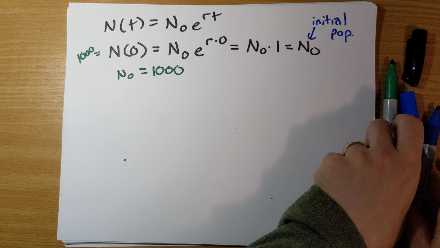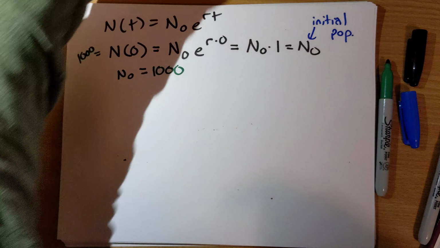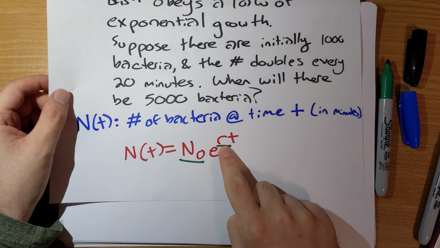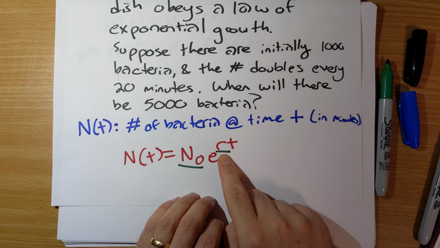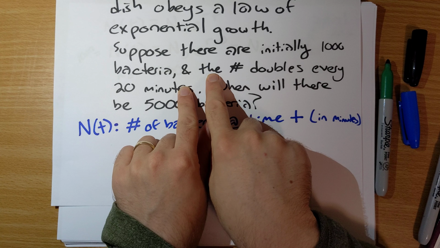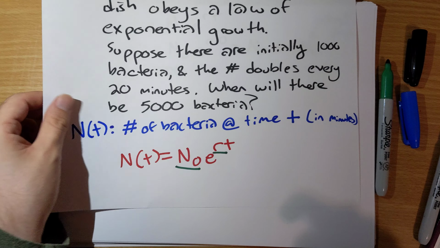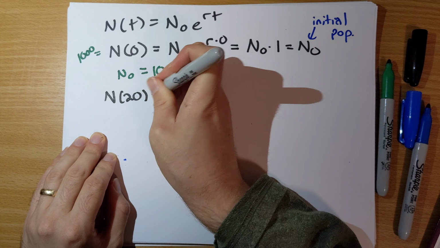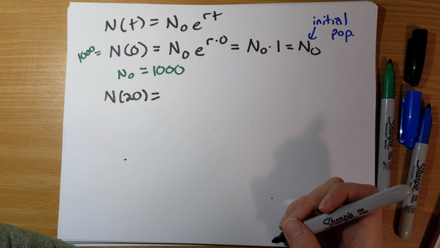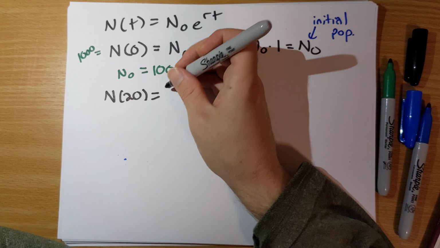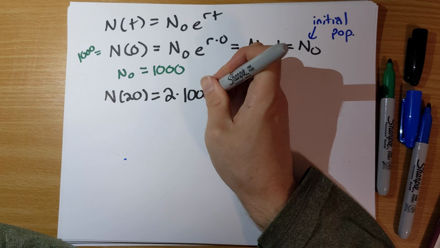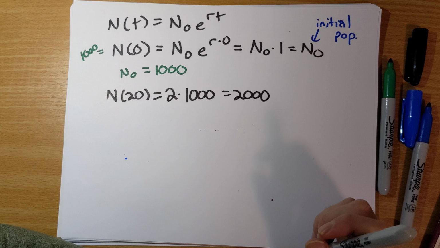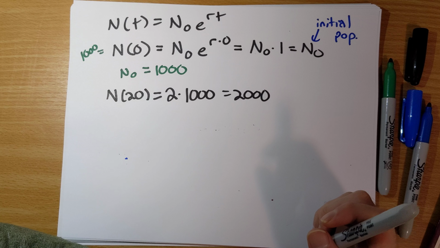Okay. Part number 2: there are two constants here, and we need to figure out r. The piece of information we haven't used yet is that the number doubles every 20 minutes. So what does that tell us about N of 20? Well, that's 20 minutes after it's 1,000. It doubles every 20 minutes, so this is 2 times 1,000. So when t is equal to 20, N of 20 is 2,000.